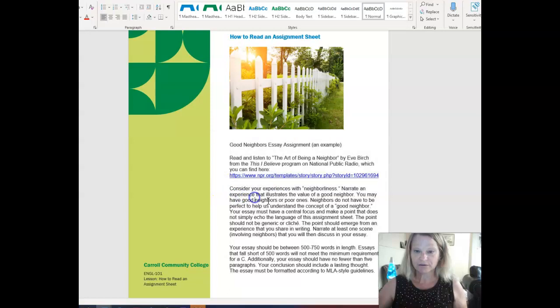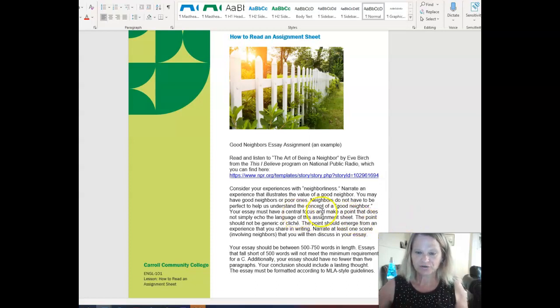Consider the experiences that you have had with neighborliness. Narrate an experience that illustrates the value of a good neighbor. Now I emphasize narrate and illustrate because those are words that help us understand what the writing task is. So you want to consider those experiences and then develop a point of view. Your essay must have a central focus. So once you've figured out the story you're going to tell, you need to figure out what that shows us or shows you about neighborliness.